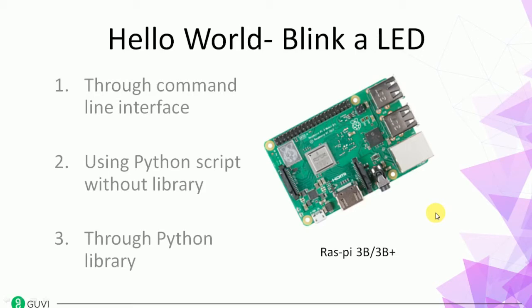So let us begin with our first programming in Raspberry Pi. In any programming, the first code we do is hello world. Hello world in the world of microcontrollers, in the world of IoT, is blinking an LED. So we'll start with that.